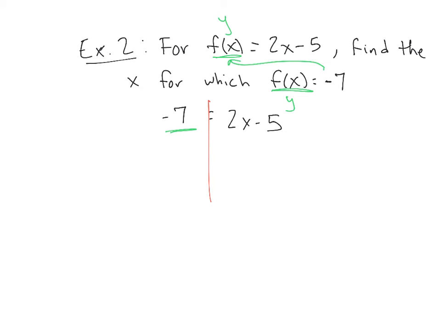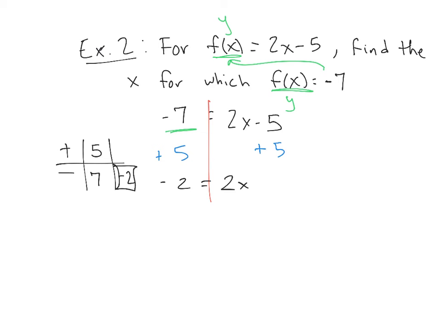Good, hopefully you said we're going to move the 5 first. Again, we undo subtraction by addition, so I add 5 to both sides. When I do that, negative 7 add 5 is going to make a negative 2, because if I think of the plus minus chart, 7 negatives and 5 positives, the balance is going to be 2 more negative than positive. So I have negative 2 equals 2 times x.